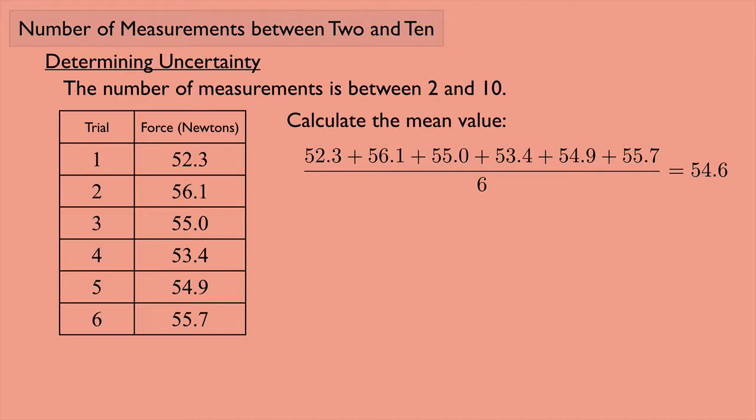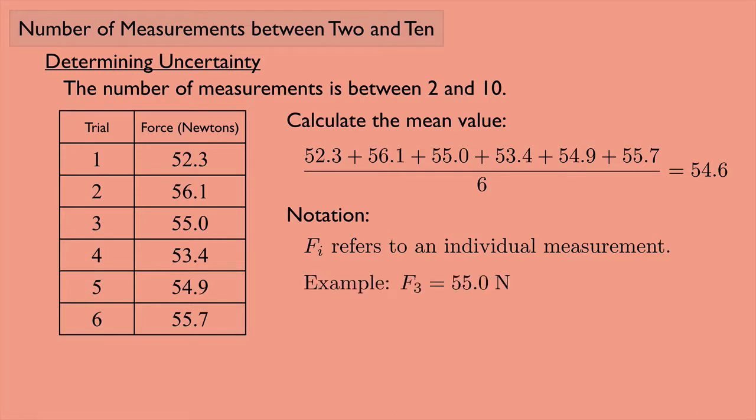And I'm going to introduce a little notation here. I'm going to say that F sub i refers to an individual measurement. I'm using F here because of force, and then the subscript i refers to the ith measurement. In other words, F sub 3 would be the third measurement, or 55 newtons. F with a bar over it refers to the mean value, the average. So in this case, F bar would be 54.6 newtons.